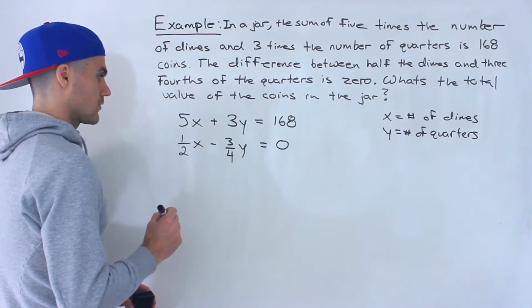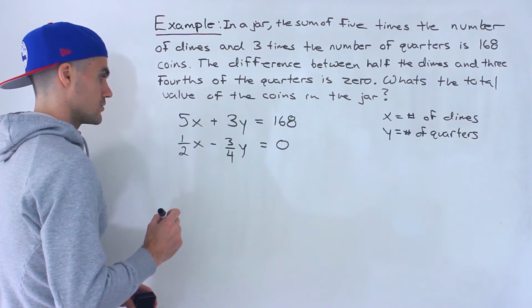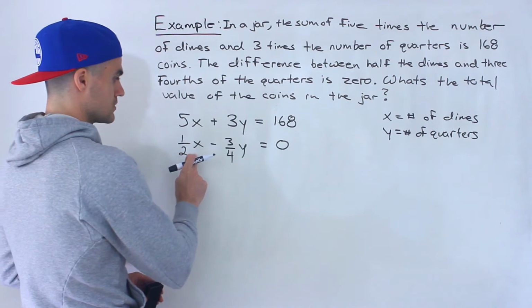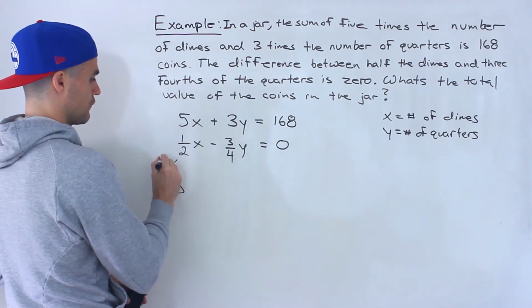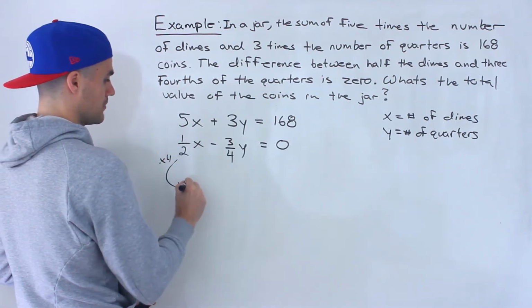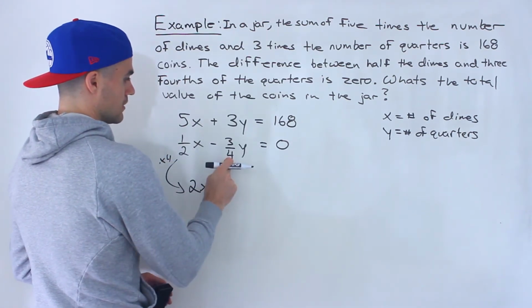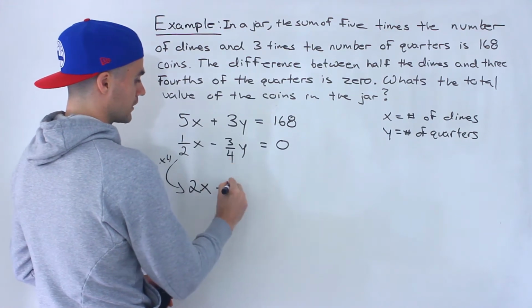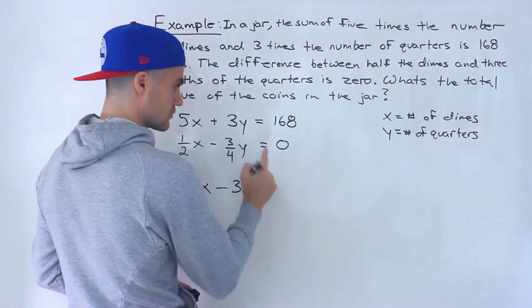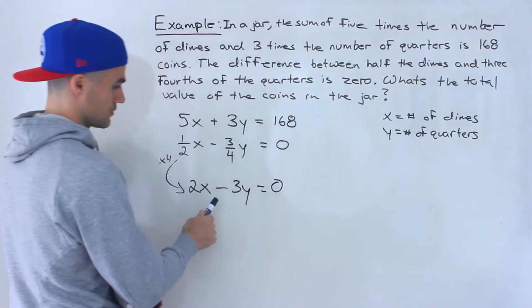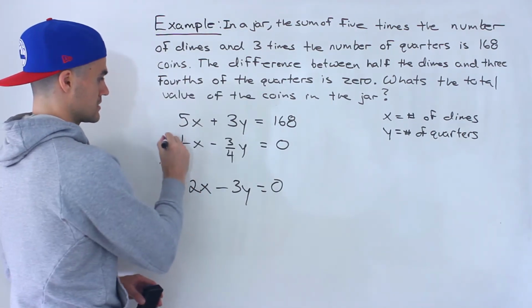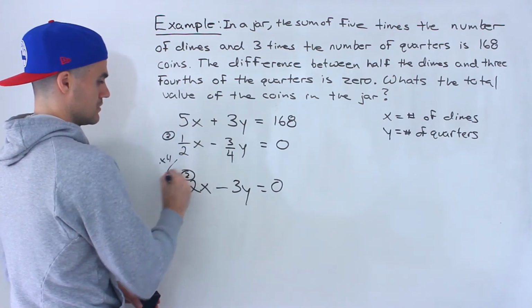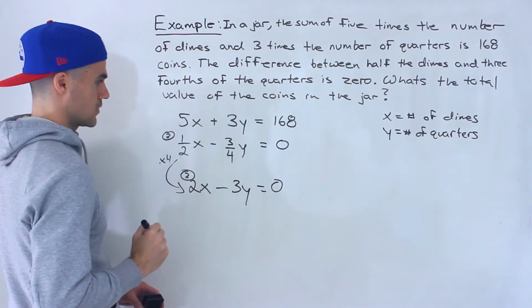So to solve here, first off, I'm going to take this equation, get rid of the fraction. So I'm going to multiply everything by 4. So notice when I take this multiplied by 4, I'll have 2x. If I take 3/4 multiplied by 4, I'll end up with 3y. And then 4 times 0 is just 0. So this and this are the exact same thing. This is equation 2. This is still equation 2 as well.